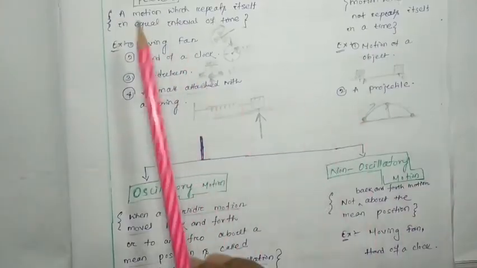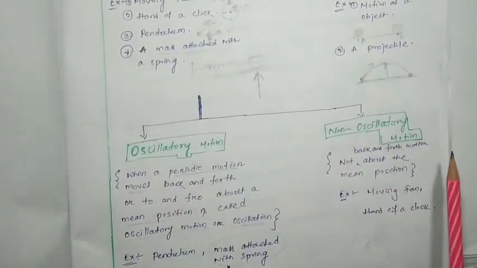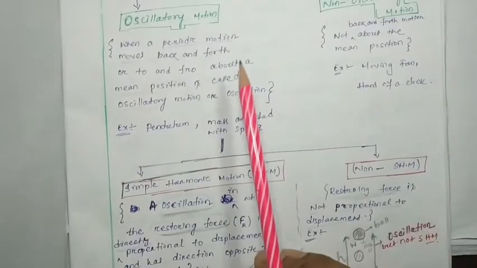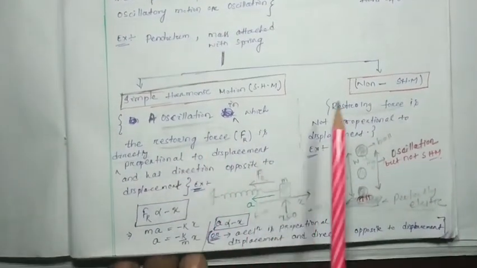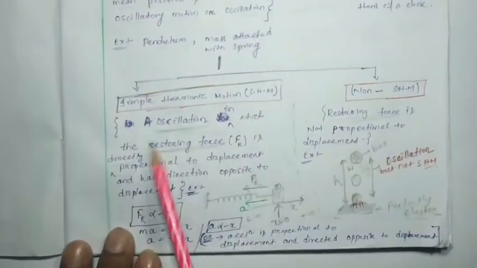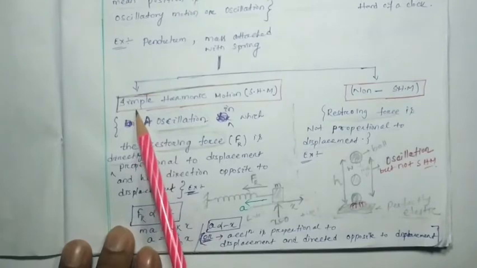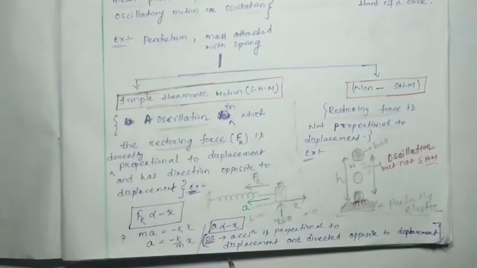Periodic motion is further classified into oscillatory and non-oscillatory, and then oscillatory is further classified into two types, that is simple harmonic motion and non-simple harmonic motion. I gave one example to explain simple harmonic motion, that is one spring which is attached with a mass.